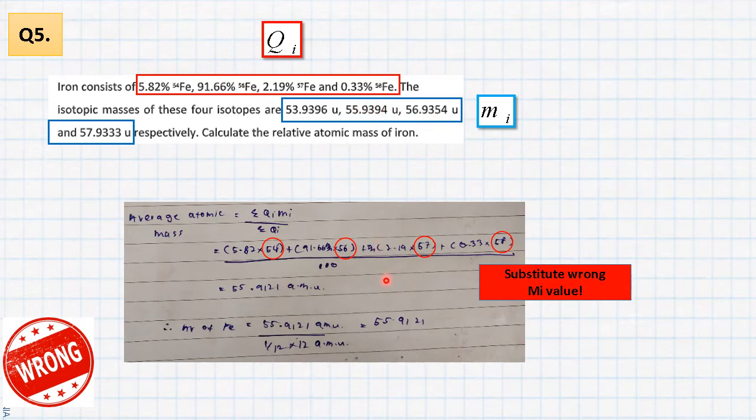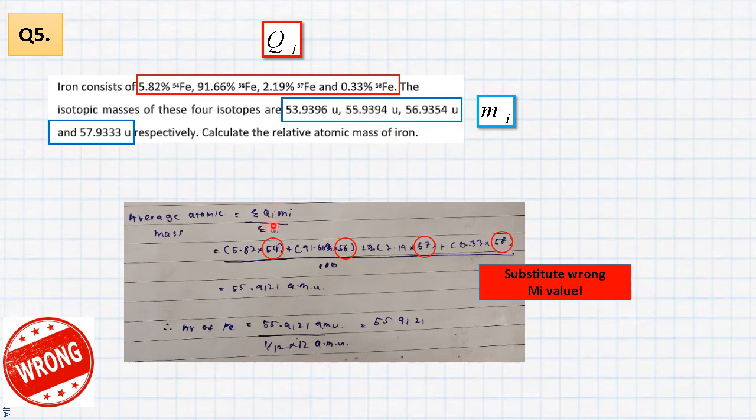So this student answered wrongly because they directly took the Mi from here. It's not correct. We cannot directly take the nucleon number from here for this question because this question gives the specific isotopic mass. So we have to follow it. And always remember, we cannot round off the Mi by ourselves. We have to follow exactly.